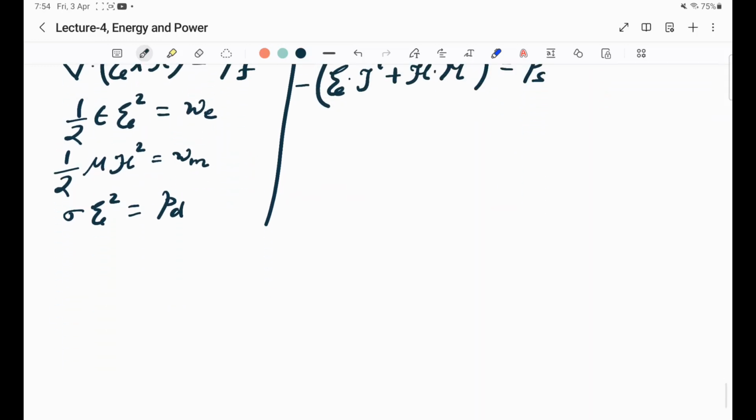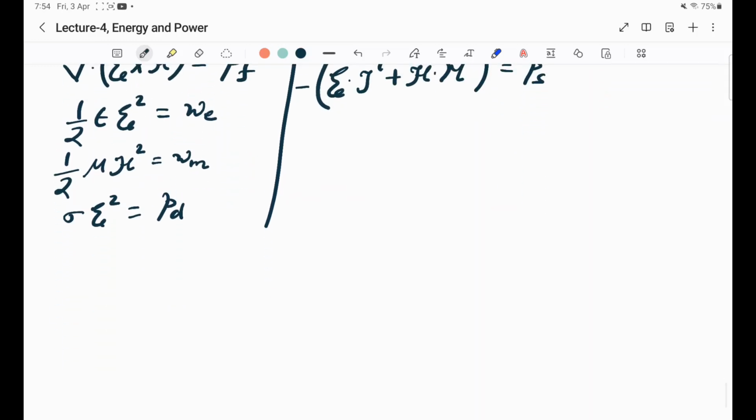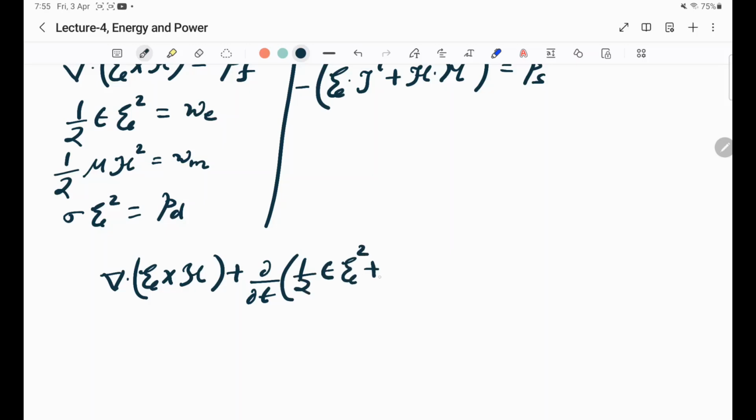Okay, therefore we can write equation C. What was our equation C? Let me rewrite that equation C once again. Equation C was del dot E cross H plus del by del T of half epsilon E square plus half mu H square, plus sigma E square, is equal to minus E dot Ji plus H dot Mi.